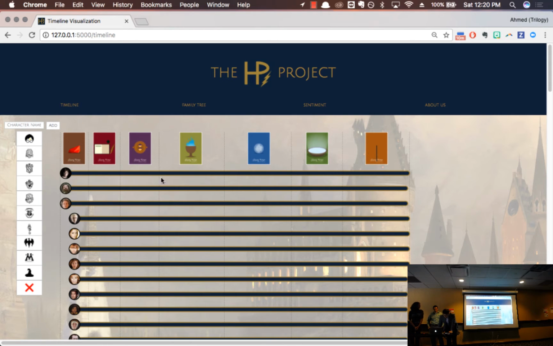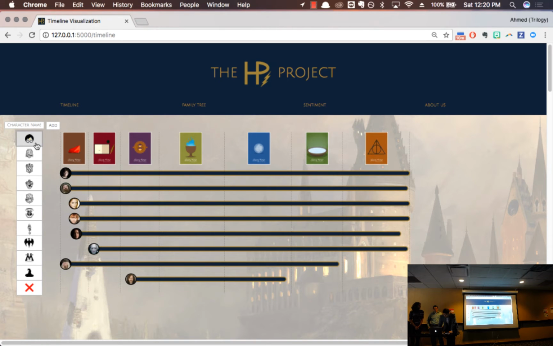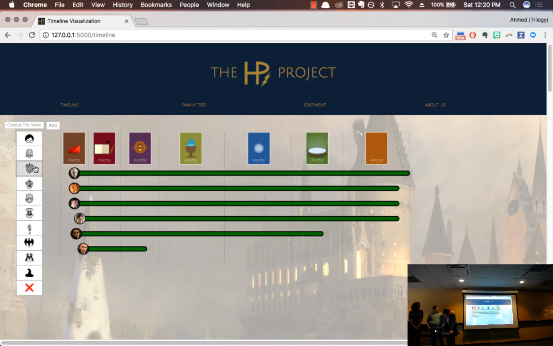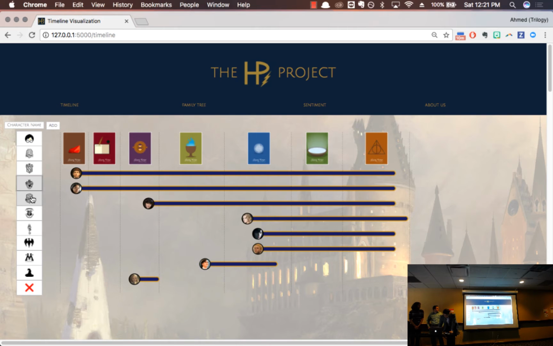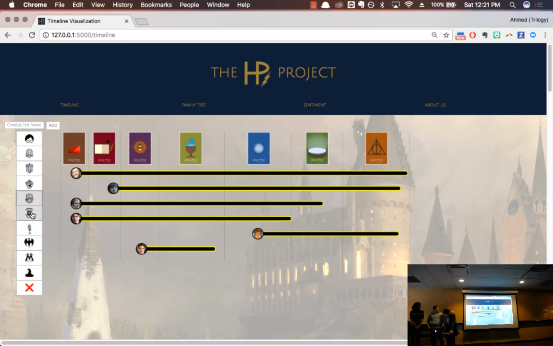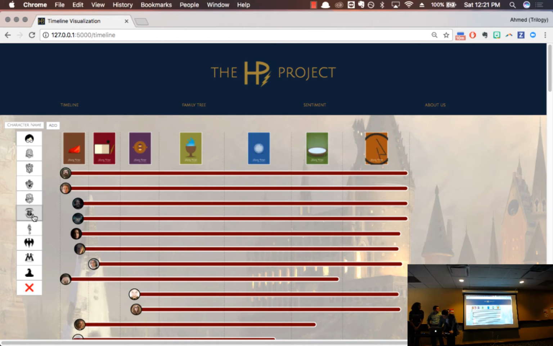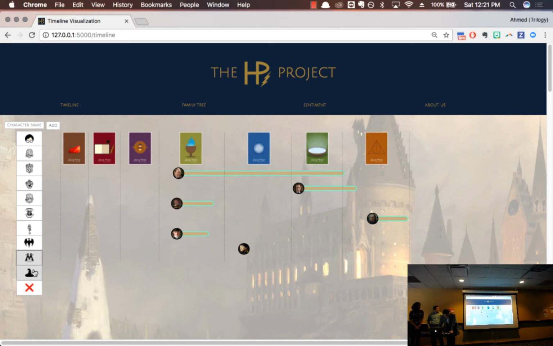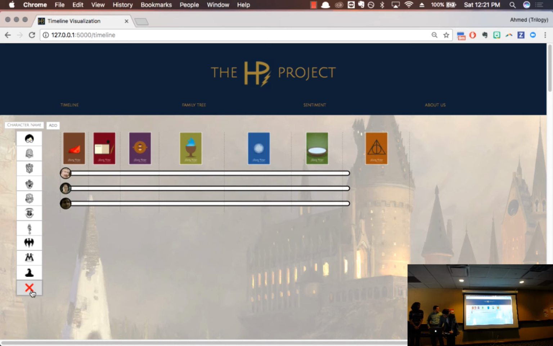And then on the left side here, we have some buttons with predefined categories. The first one is the main characters, or what we consider to be the main characters. Then we have each of the Hogwarts houses: Gryffindor, Slytherin, Ravenclaw, Hufflepuff. I think this one is Hogwarts staff. We got Death Eaters, the Order of the Phoenix, Ministry of Magic, and then some Muggles. It's the Dursleys, the worst.